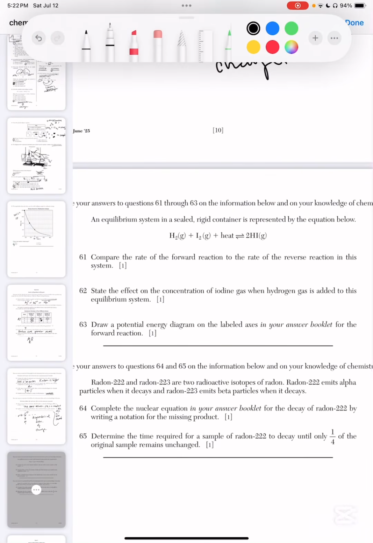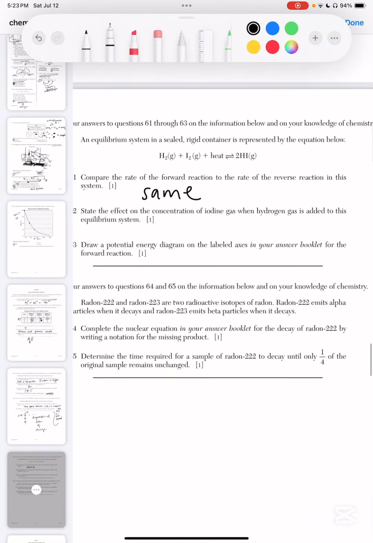Compare the rate of the forward reaction to the rate of the reverse reaction in the system. So it says equilibrium system in a sealed rigid container represented. Okay, so if it tells you that the system is at equilibrium, that means the forward reaction and the reverse reaction rates are the same, because otherwise that's not equilibrium. So you can just write same, I'm assuming. Or if you want to be safe, you can write the rate of the forward reaction is equal to the rate of the reverse reaction. But I'm too lazy for that.